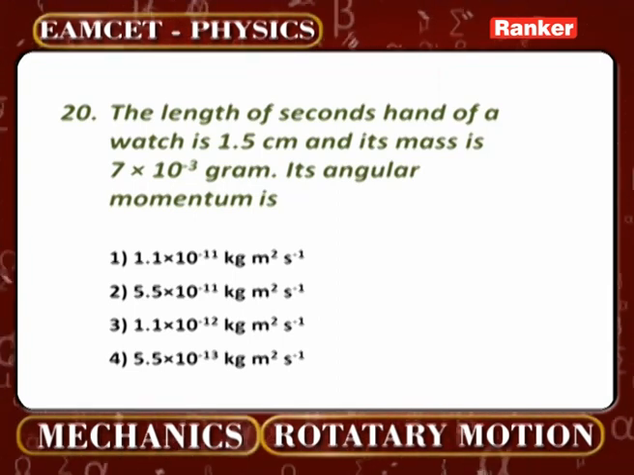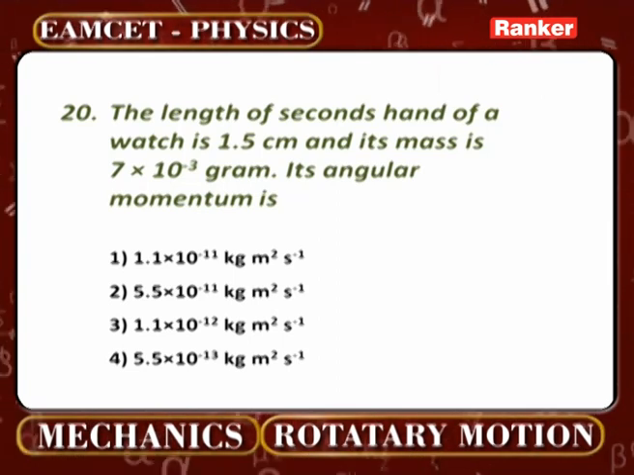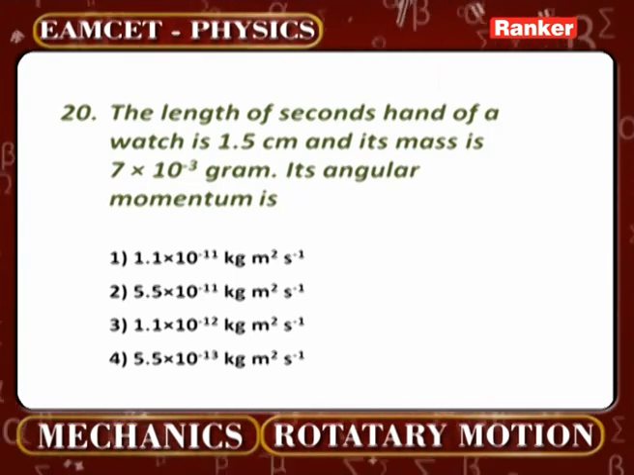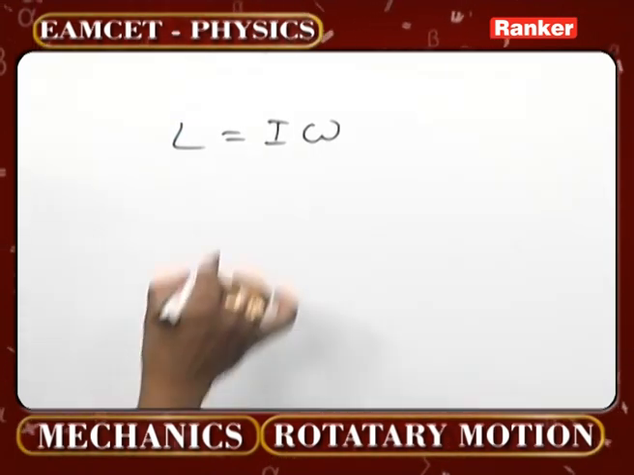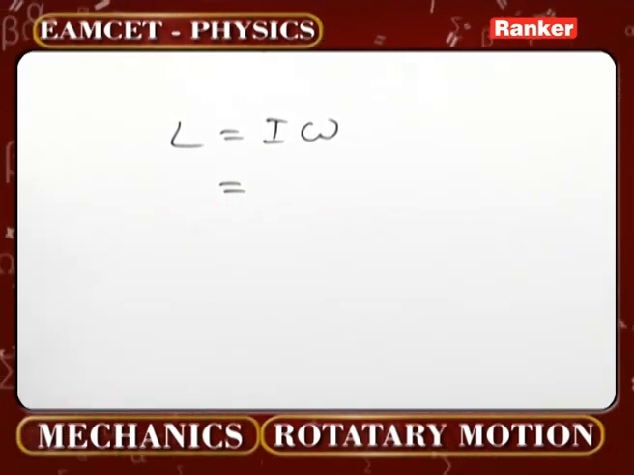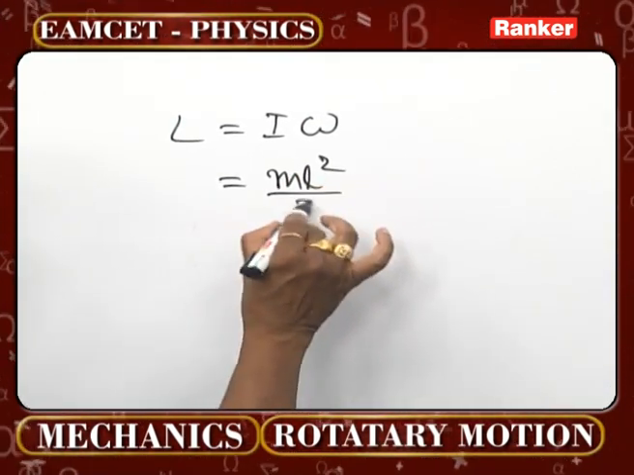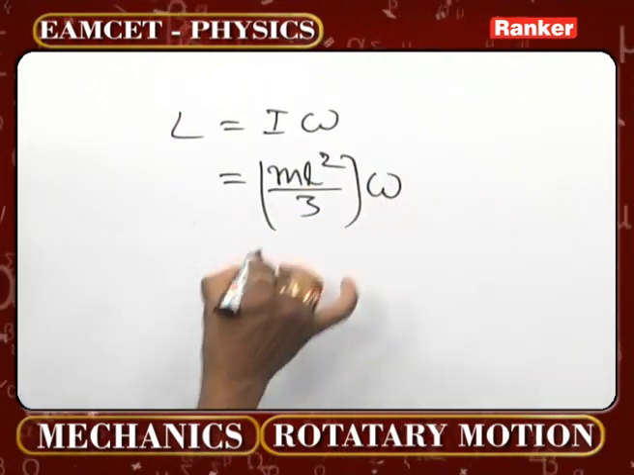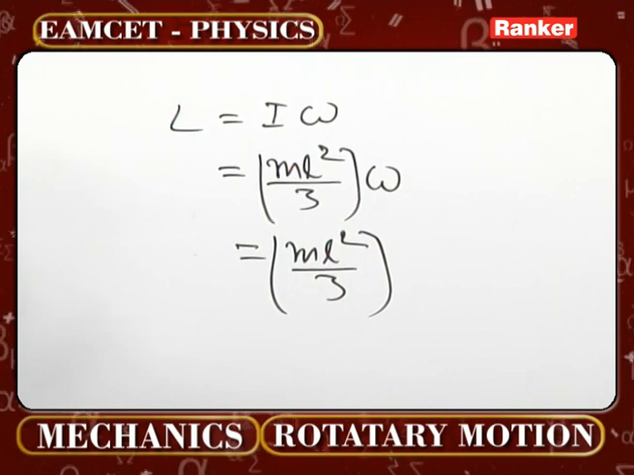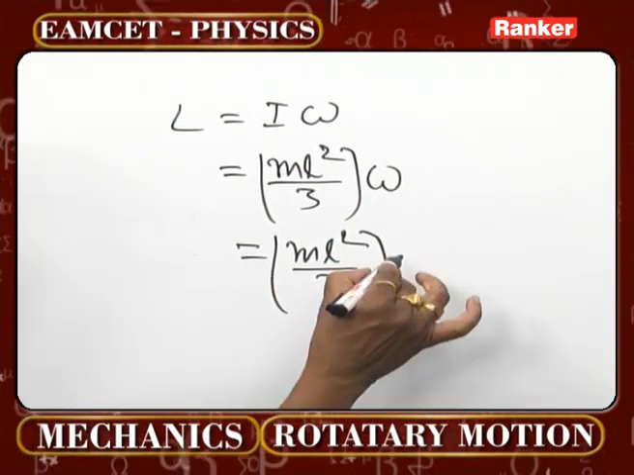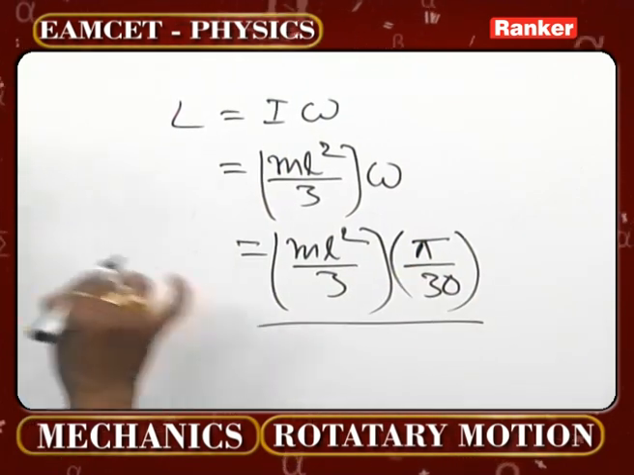Its angular momentum is how much? That is the concept. In fact, we know very well angular momentum L is equal to I omega. What is I for a seconds hand or minutes hand, whatever that is? It is ml square by 3 into omega. What is the value for omega? In the case of a seconds hand, it is 2 pi by 60 or pi by 30. This is actually the value.